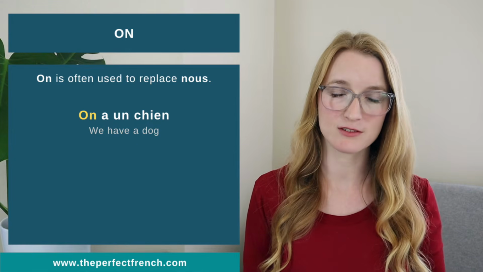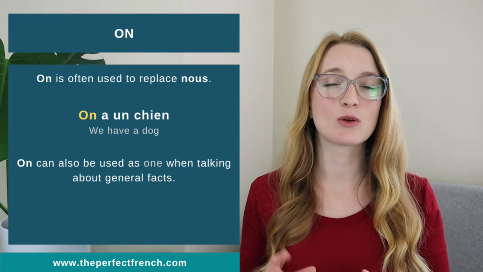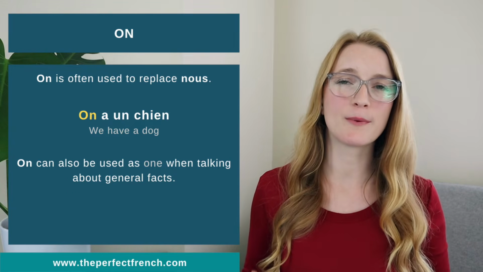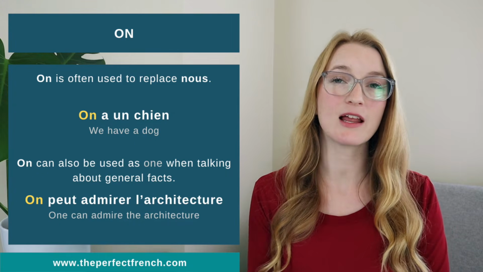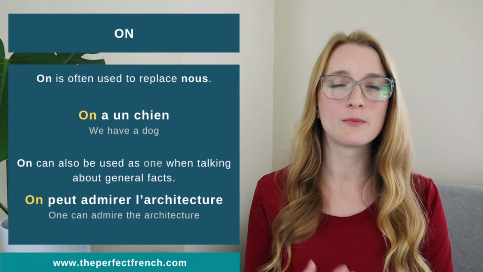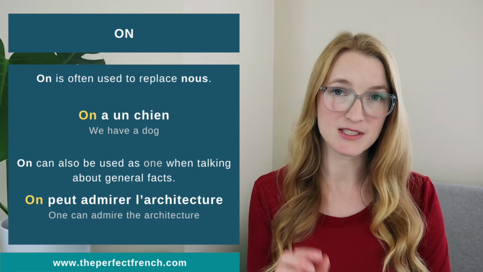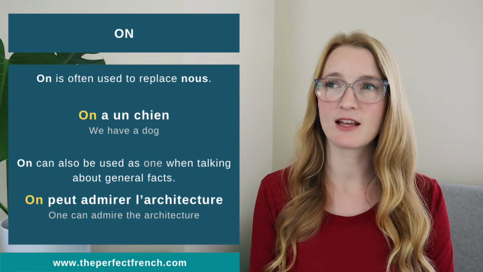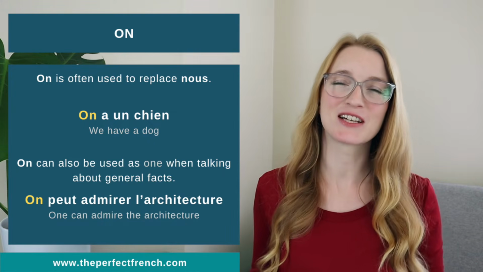On a un chien. So that's easy. But on can also be used as one to talk more about general facts. For example, on peut admirer l'architecture. We are not talking about anybody specifically, so it's one can admire the architecture. Okay? So that's for the singular.